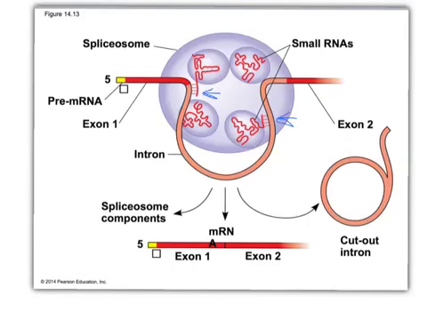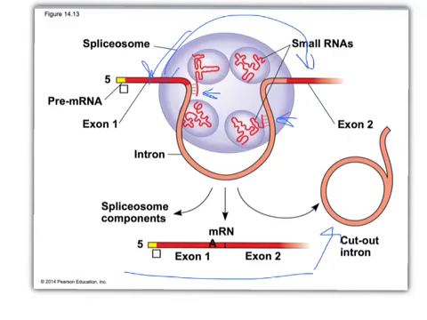complex comes together, bends the RNA, and then you get an enzymatic function that produces what's called the lariat. That loops out, and then the two exons are brought together. You end up with your exons spliced together. The lariat is cut out. So the intron's cut out, and you end up with the coding region together.